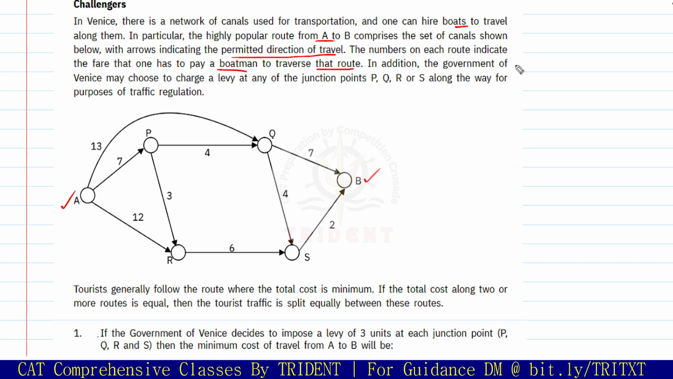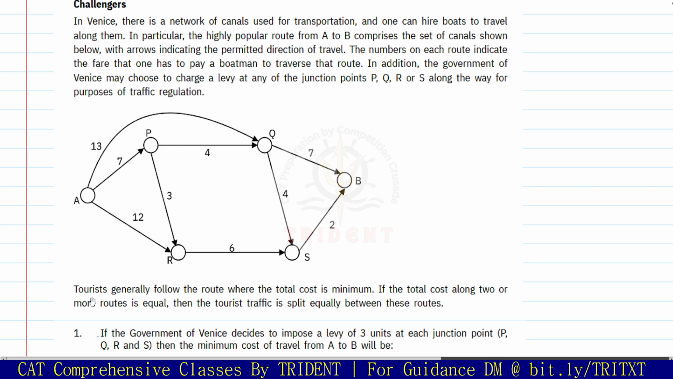In addition, the government of Venice may choose to charge a levy at any of the junction points P, Q, R or S. Basically these are your tolls, right, along the way for the purpose of traffic regulation. Nothing difficult, it's pretty self-explanatory. Now let's go to the next part of information that is present over there.